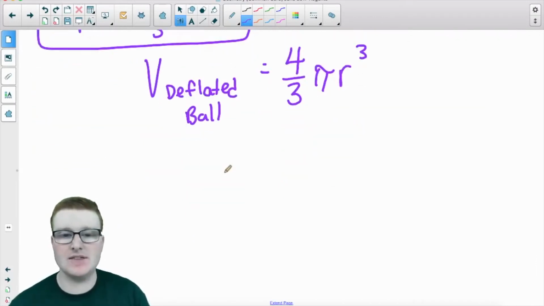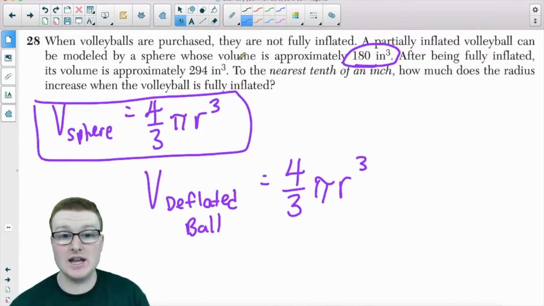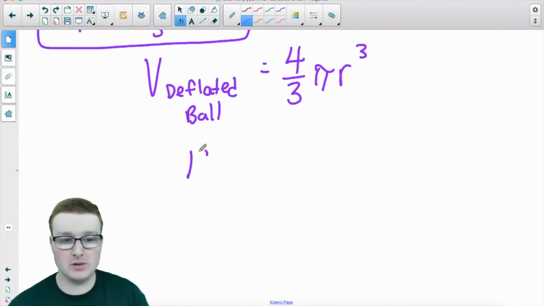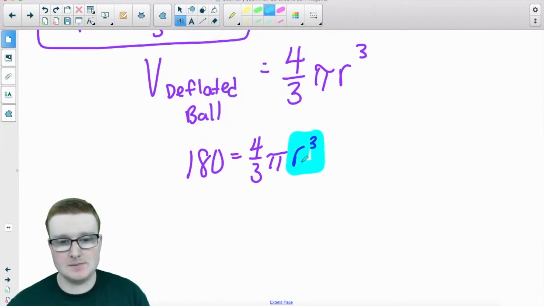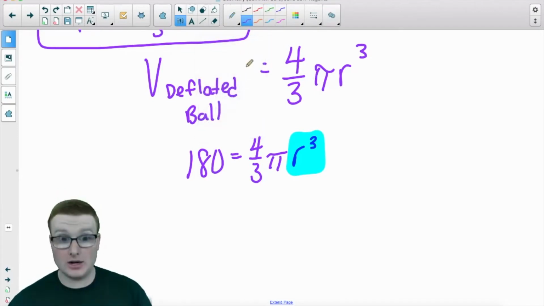So I'm going to take that 180 inches, which is the deflated volleyball volume, and plug it into my formula. So 180, which is the volume, equals 4/3 pi r cubed. Your goal is to isolate this piece right here. You're trying to solve for r, not r cubed, but we're going to deal with that later. You need to solve for r.